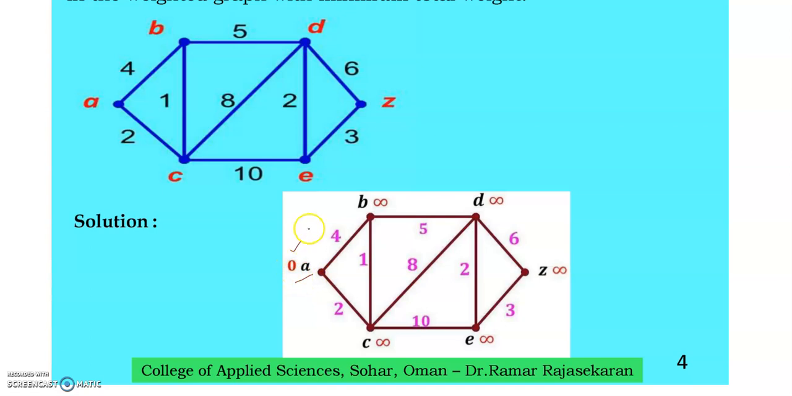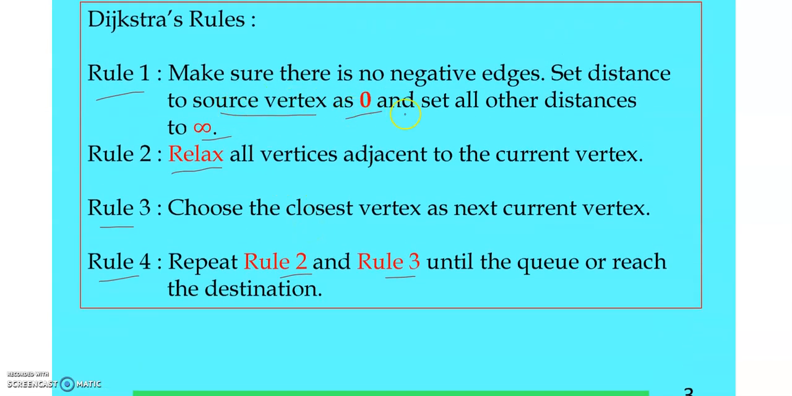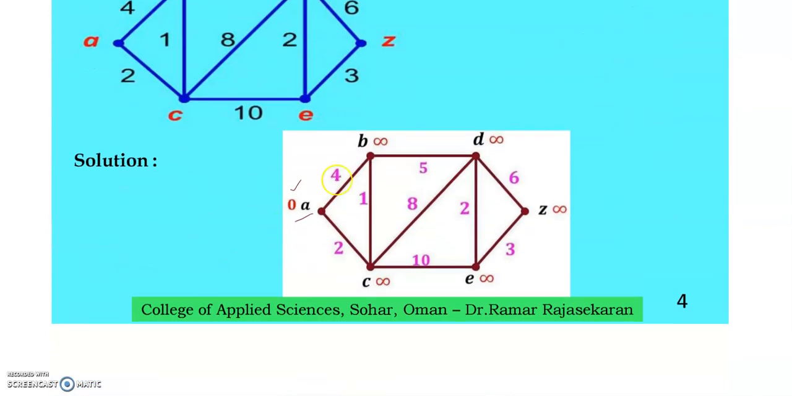Then set all other distances to infinity. Write it for all other vertices except A; we have 5 vertices. For all of them we set infinity as the distance because we don't know the shortest path yet, which we are going to find in the next steps. So the source vertex has distance 0, and all other vertices have distance infinity.